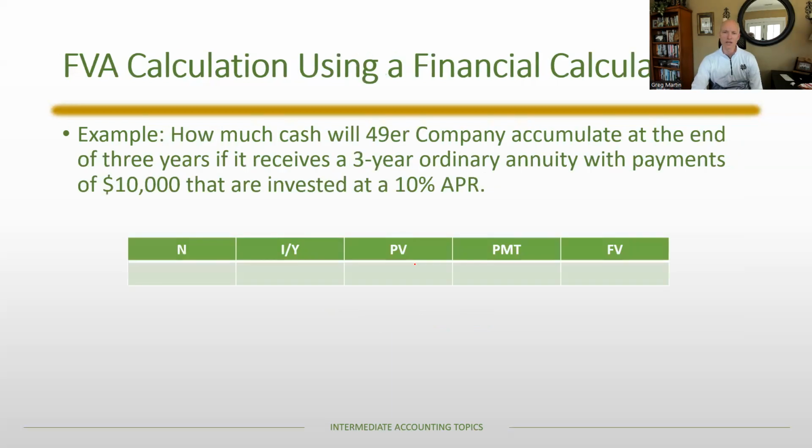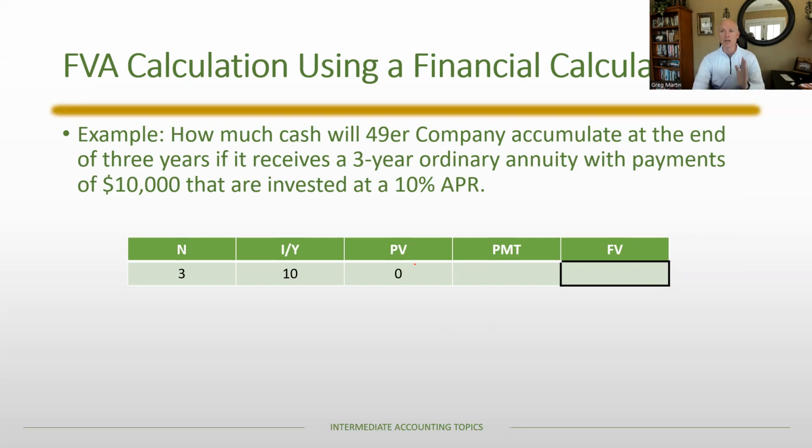And then finally, this is where I think the calculator really starts to show its worth. How much cash will 49er Company accumulate at the end of 3 years if it receives a 3-year ordinary annuity with payments of $10,000? We know the answer, but let's put it into our calculator. In this case, we are solving for a future value. We want to know how much it will be in the account at the end, but we have to fill in the rest of the information. The N is still 3, that hasn't changed. The interest rate is 10, that hasn't changed.